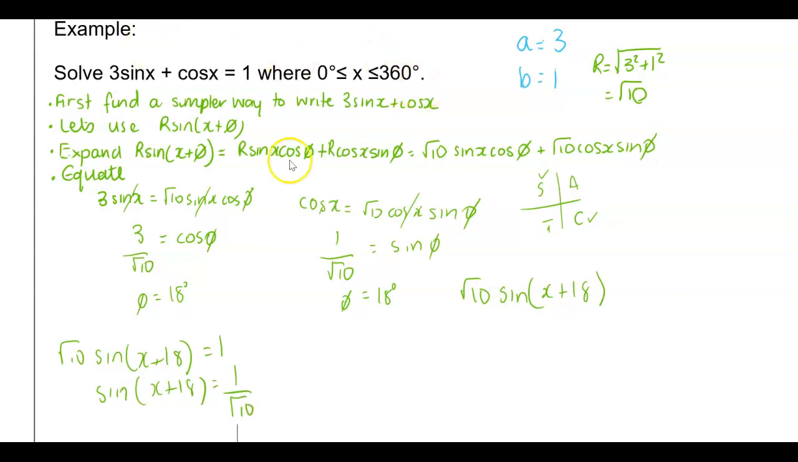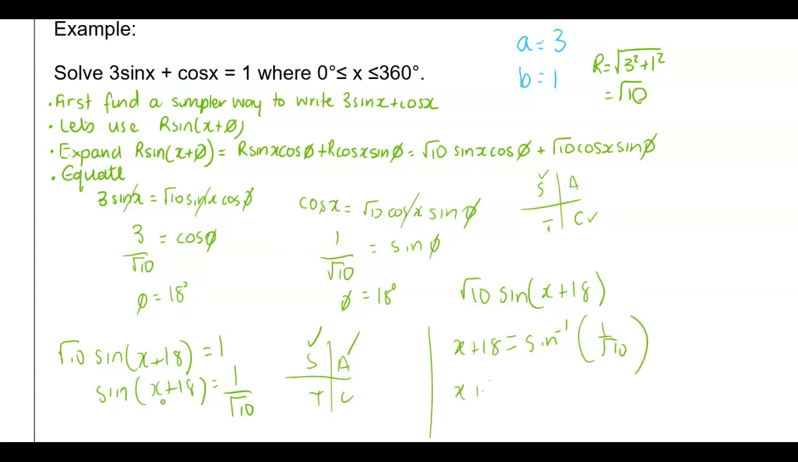Now this is positive. Okay, so we're going to get multiple solutions. So we're going to be positive there and positive there. So we need to think about that. Again, we often forget that. So what we want to find out is what x plus 18 is, and that's going to be the inverse of sine of 1 over root 10.